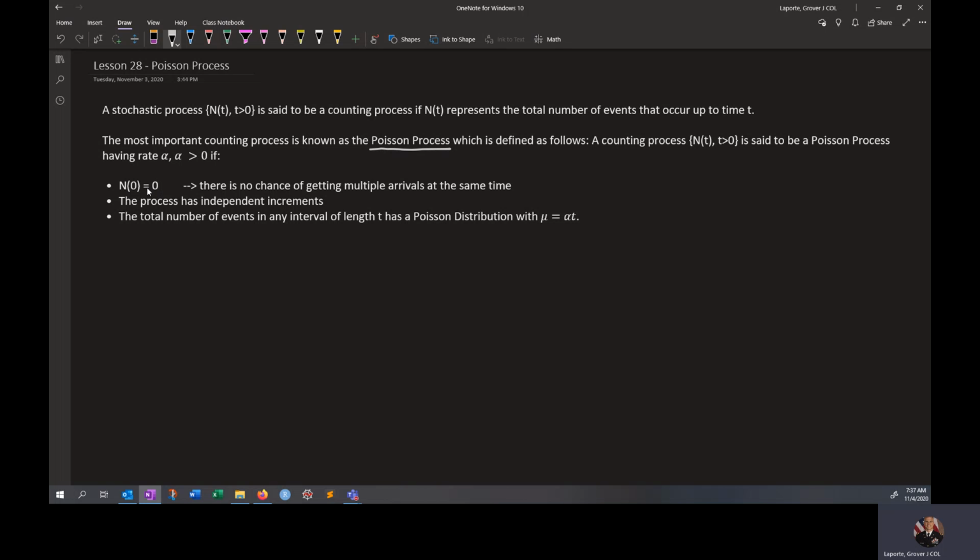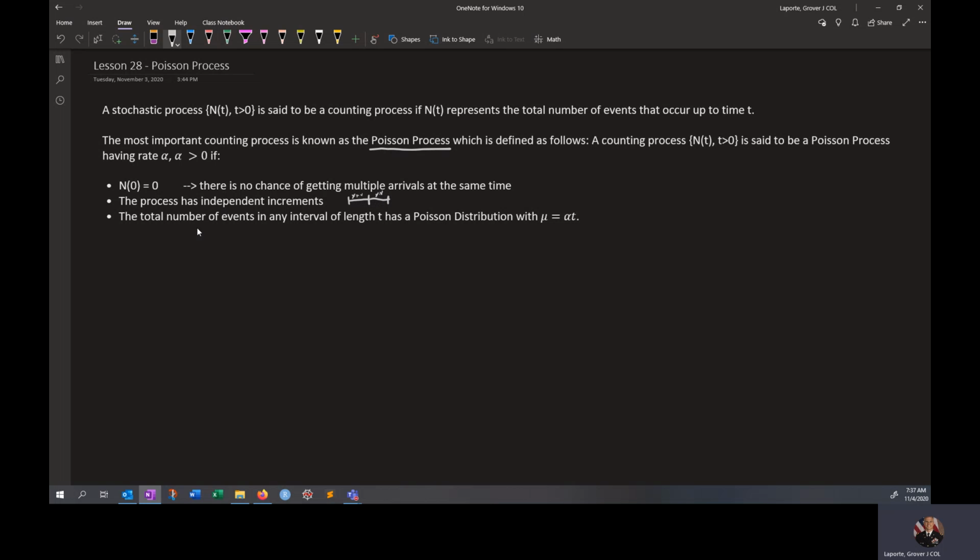N of 0 equals 0. So in other words, if there's no time piece to it, then there is no chance. So basically what we're trying to say is there's no chance of getting multiple arrivals all at the same time. That's the idea behind there. The next one is that different increments, so if I had different time periods, the number of things that occur inside each one of these are independent of each other.